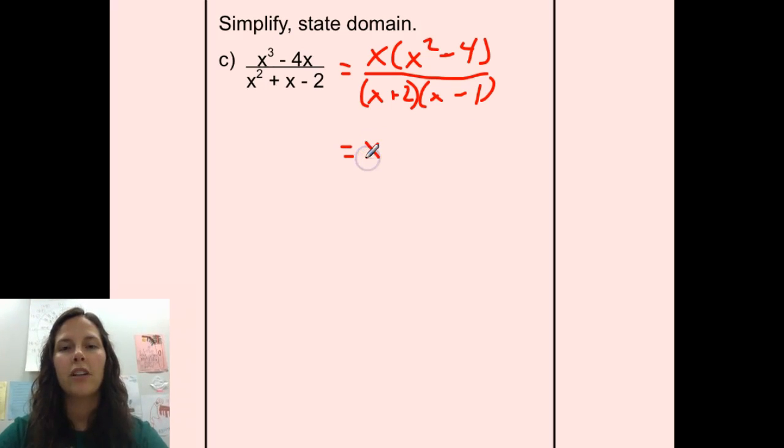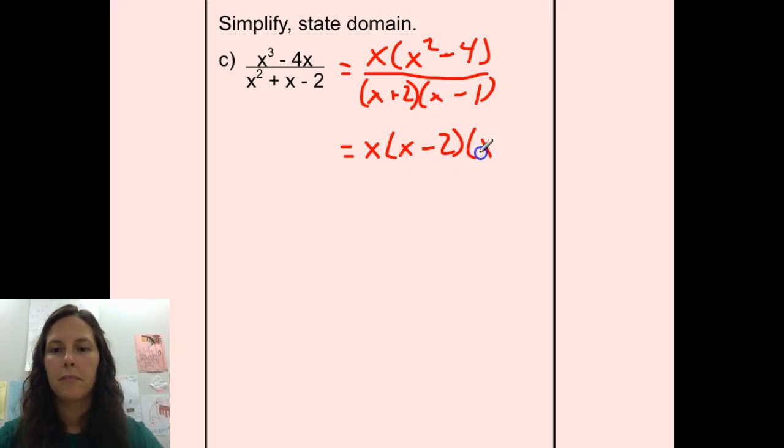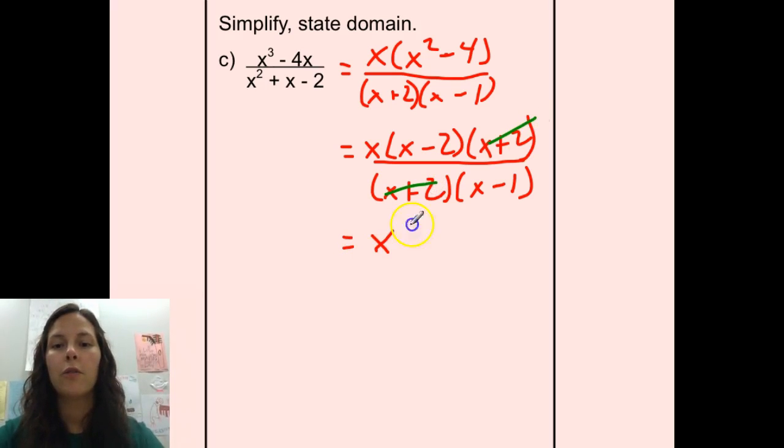However, in the numerator, we have a difference of squares again. That x squared minus 4 we can factor into conjugates. And now we get our x plus 2's to cancel, leaving us with a simplified form. Make sure you leave this answer factored for your final answer.